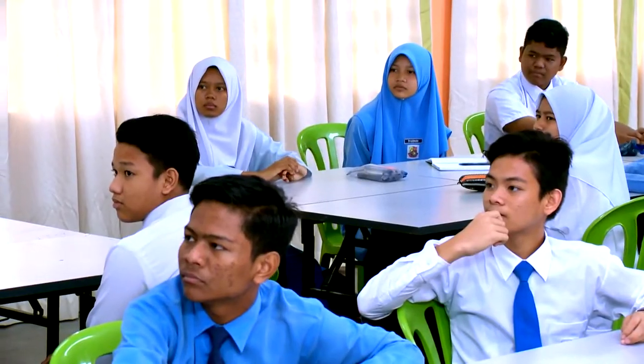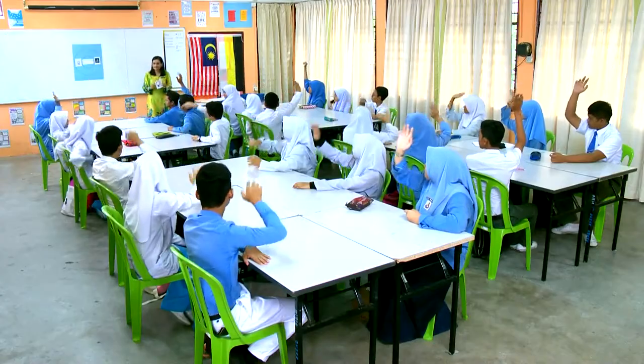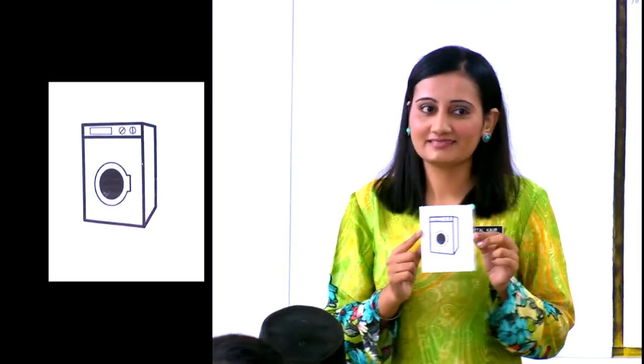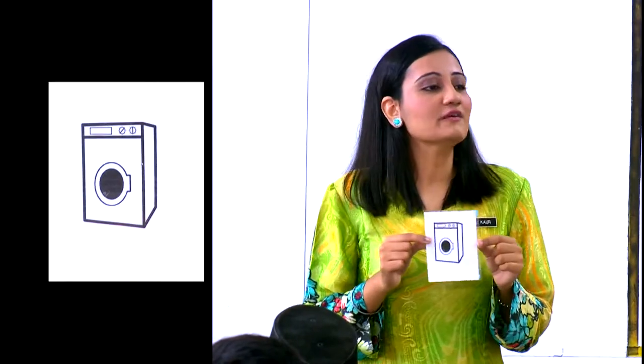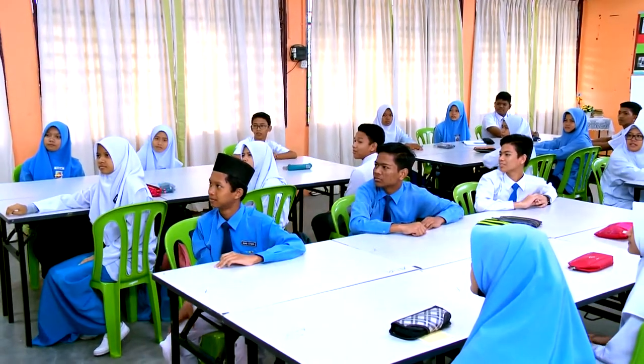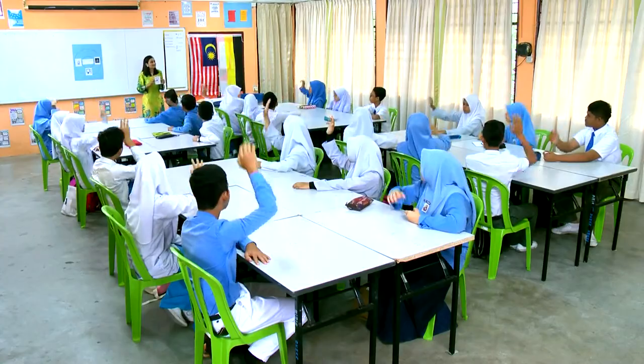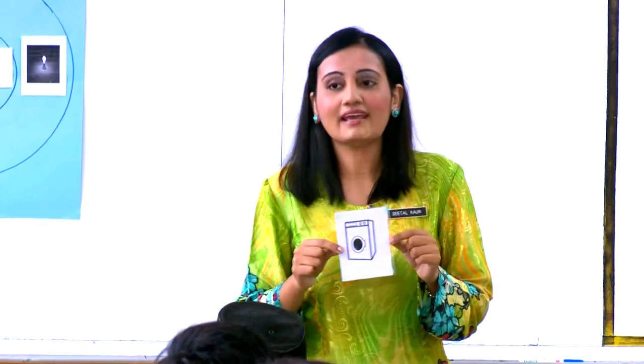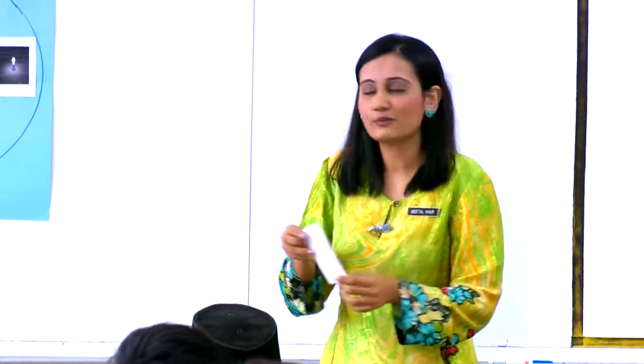Okay, next. What is this class? Computer. And how different would our life be without a computer? Erin? We will be in trouble. You'll be in trouble. Thank you, Erin. Last one. What is this class? Washing machine. And how different would our life be without a washing machine? Shakina? Washing machine can help us to wash clothes. So without a washing machine, we can't wash clothes. You might have trouble washing clothes. Thank you very much.